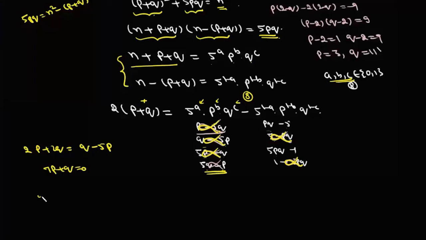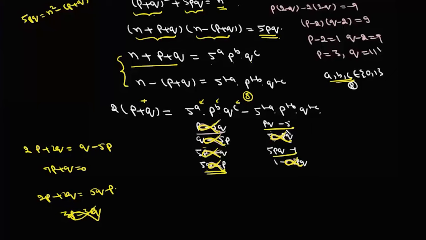5q minus p, so 2p plus 2q equals 5q minus p. Now this is 3p equals 3q. Now p is not equal to q. This also is not possible. Then we are left with pq minus 5 and 5pq minus 1.